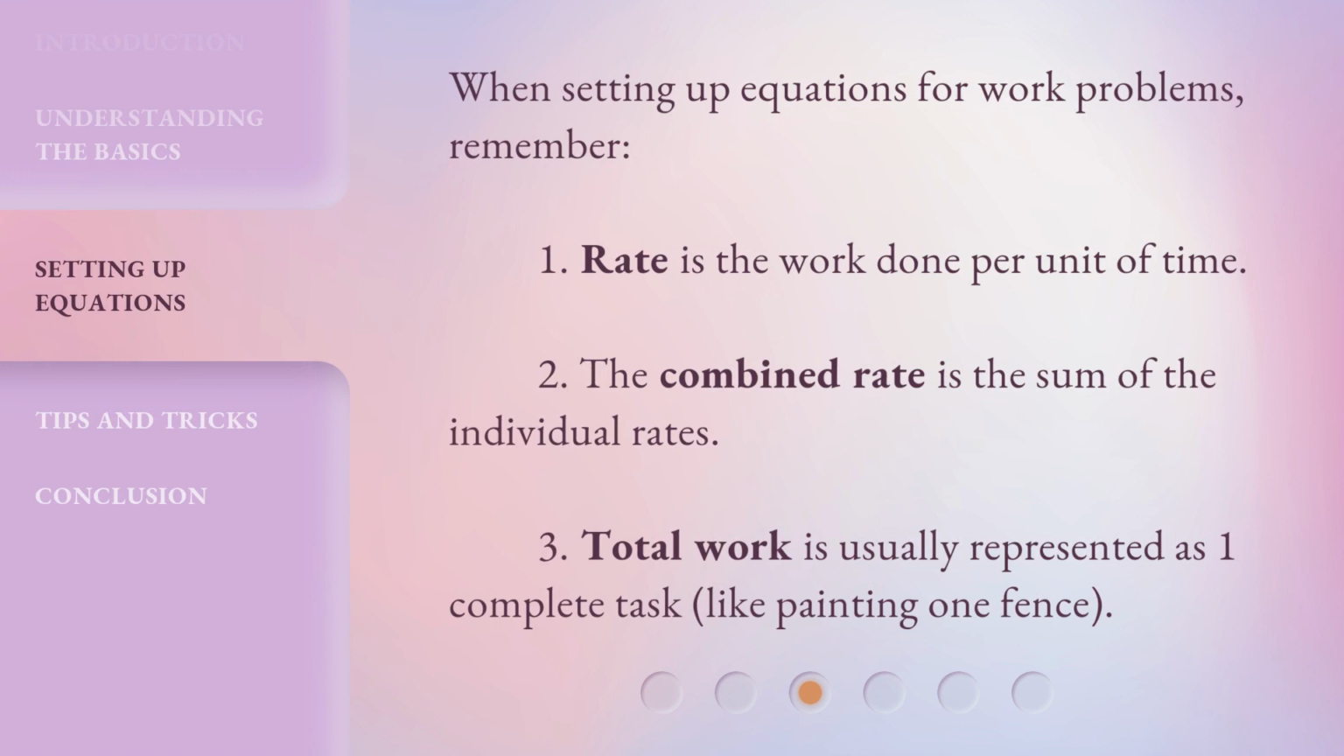When setting up equations for work problems, remember: 1. Rate is the work done per unit of time. 2. The combined rate is the sum of the individual rates. 3. Total work is usually represented as one complete task, like painting one fence.